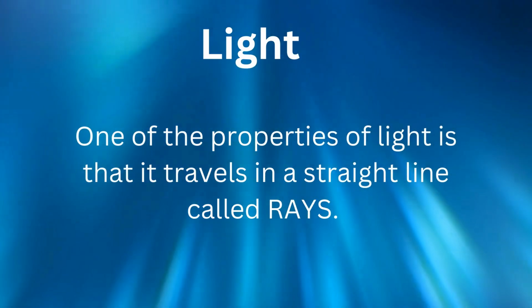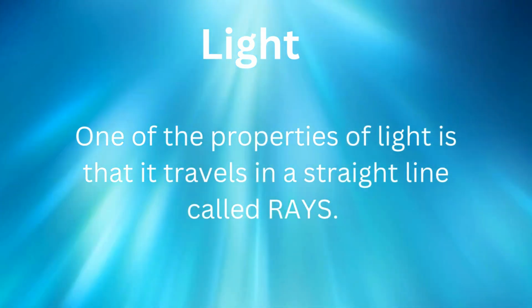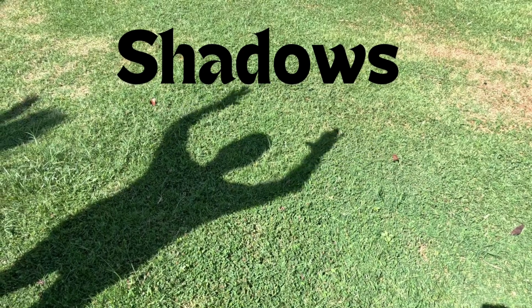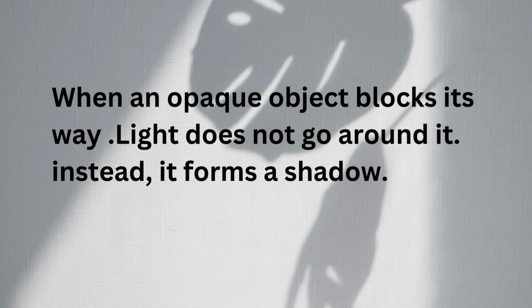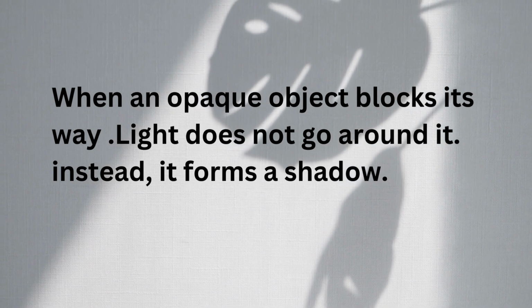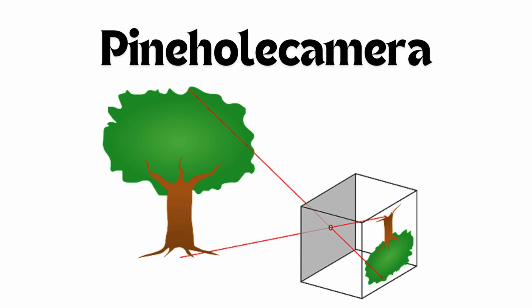One of the properties of light is that it travels in a straight line called rays. How do we know that light travels in a straight line? Shadows prove that light travels in a straight line. For example, when an opaque object blocks its way, light does not go around it. Instead, it forms a shadow.